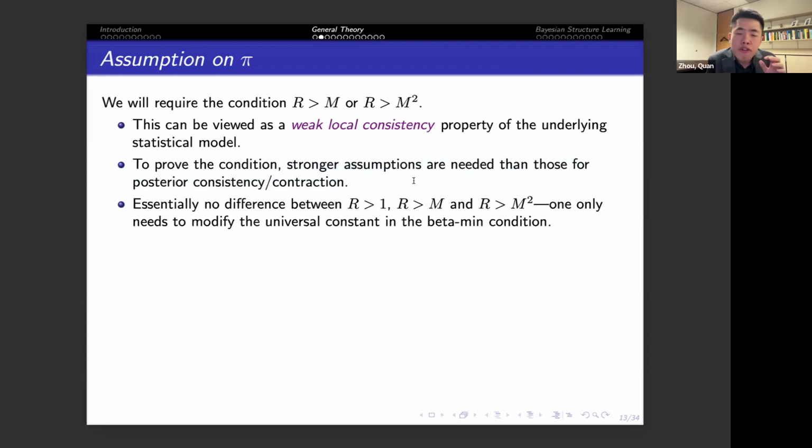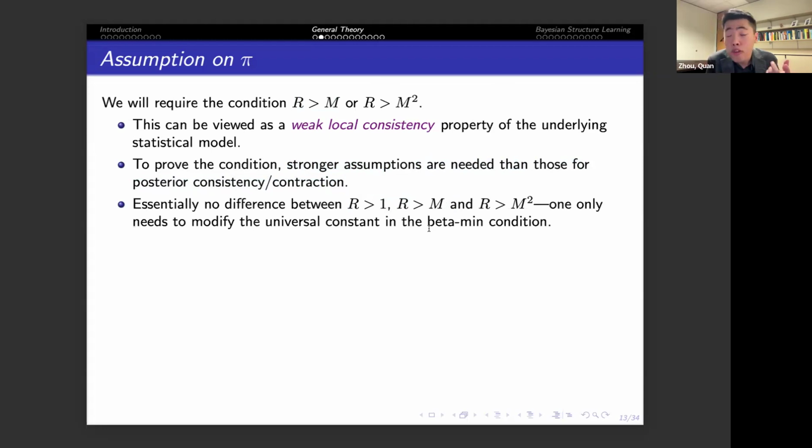And from the perspective of proving this condition using high-dimensional statistical theory, there's actually very little difference between assuming R greater than 1, or R greater than M, or R greater than M squared, because all you need is just to modify some universal constants in the proof of these conditions.